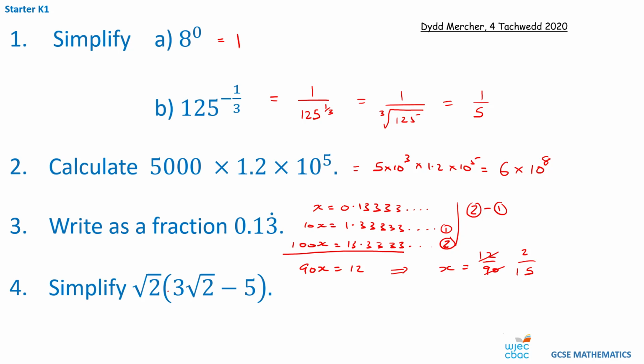Square root of 2 times 3 root 2 minus 5, so it's got to multiply both terms. So square root of 2 times 3 root 2 means 3 times root 2 times root 2, which is 2, minus 5 times root 2. So we've got 6 minus 5 root 2. Good. So hit pause, rag rate it, and when you're ready, hit play again.